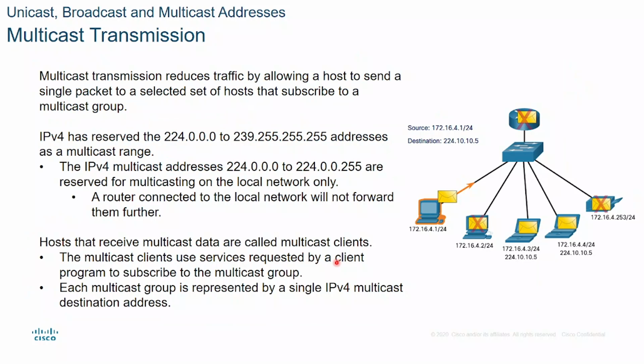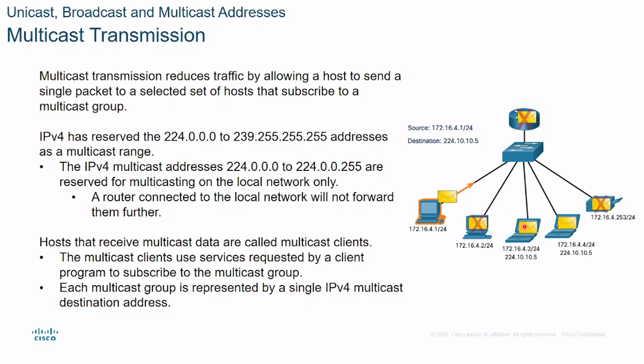So let's look at multicast transmission. Multicast transmission reduces traffic by allowing a host to send a single packet to a selected set of hosts that subscribe to a multicast group. Okay, so IPv4 has reserved the 224.0.0.0 to 239.255.255.255 addresses as a multicast range. The IPv4 multicast addresses 224.0.0.0 to 224.0.0.255 are reserved for multicasting in the local network only. So a router connected to the local network will not forward them.